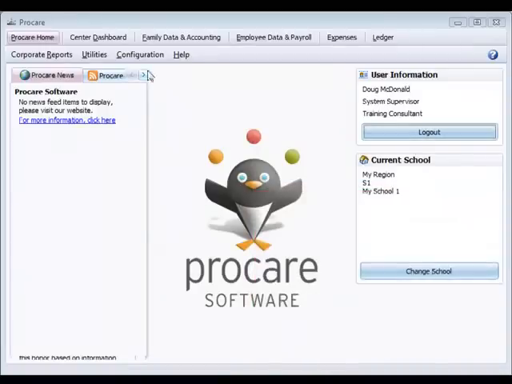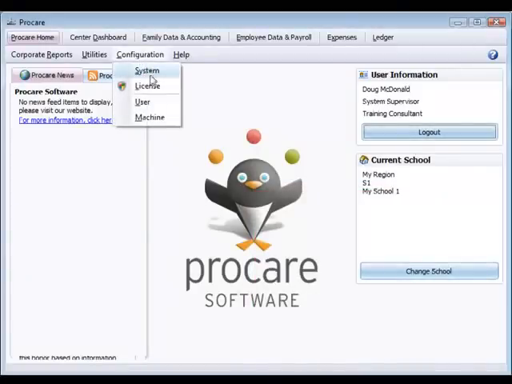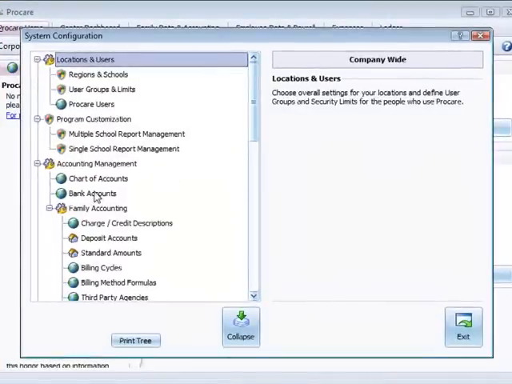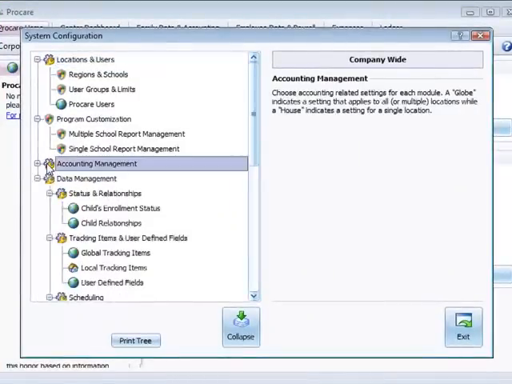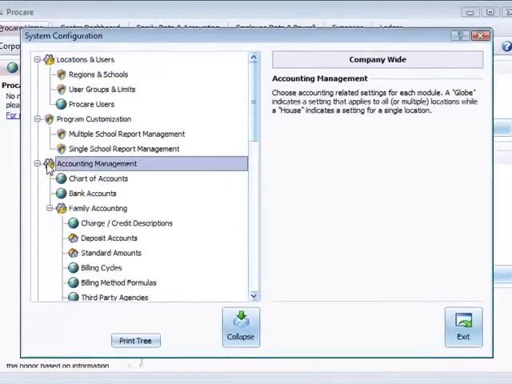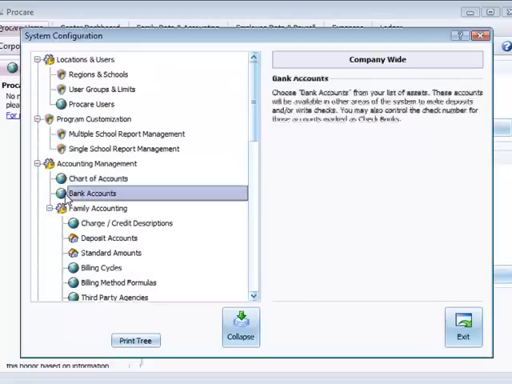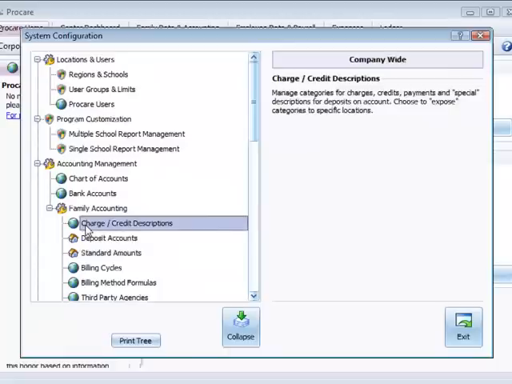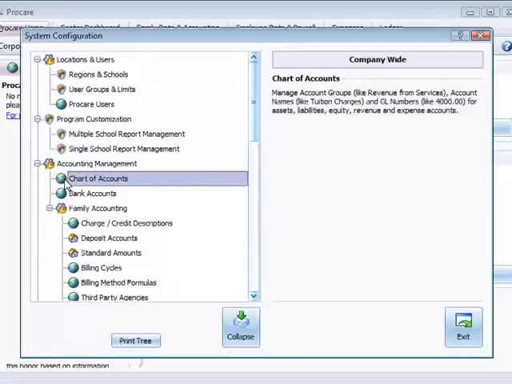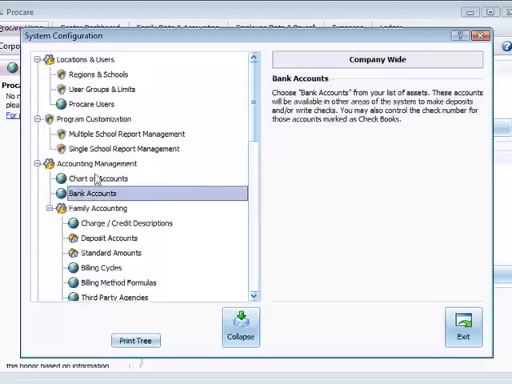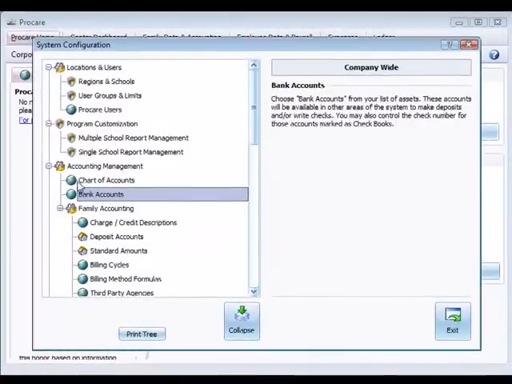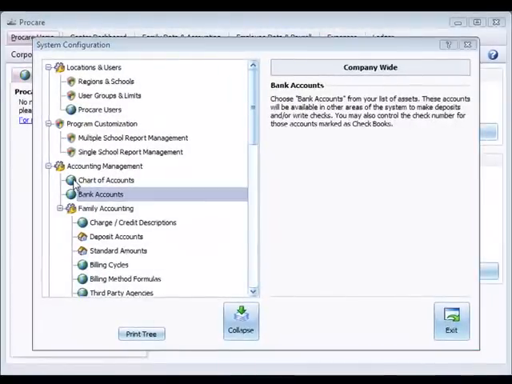We begin at the main screen of Procare right after you sign in. Go to the Configuration menu at the top and then the System subsection. The parts we're going to look at today are under the Accounting Management section of Procare: chart of accounts, bank accounts, and deposit accounts, standard amounts for the charge descriptions that you'll create here. Those are the 5 things we'll be looking at. Chart of accounts and bank accounts, you'll notice, are global and they're part of the base accounting management system in Procare. We'll begin with the chart of accounts.